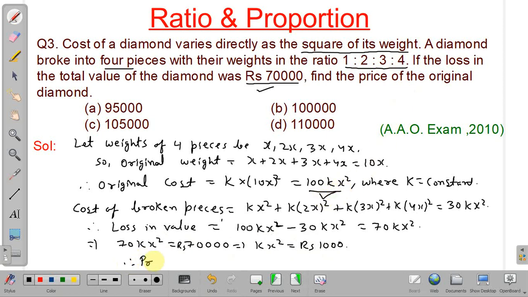Now we have to find the original price of the original diamond, and it is 100 kx square. Therefore, the price of the original diamond will be equal to 100 kx square. So 100 into rupees 1000, and it is equal to rupees 1 lakh. So our answer will be option number B. We will discuss the next problem.